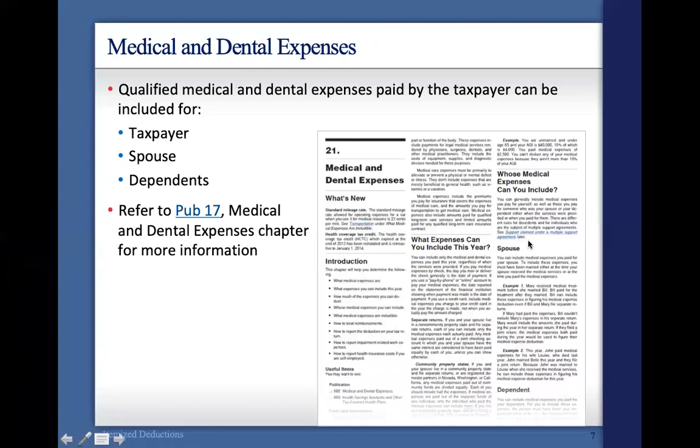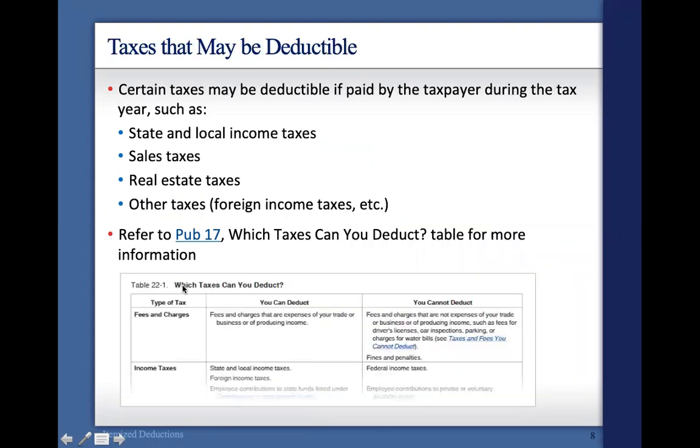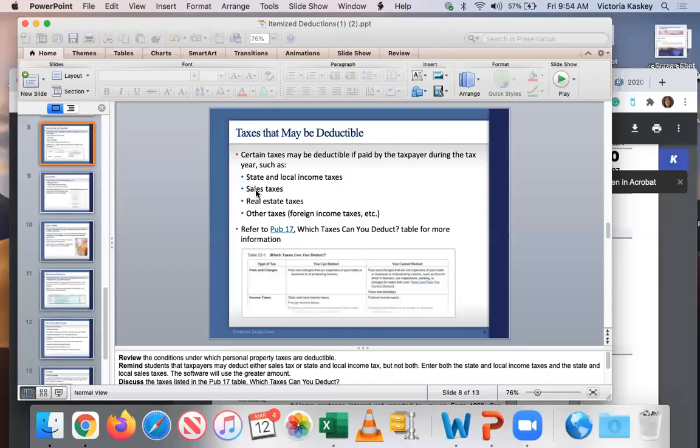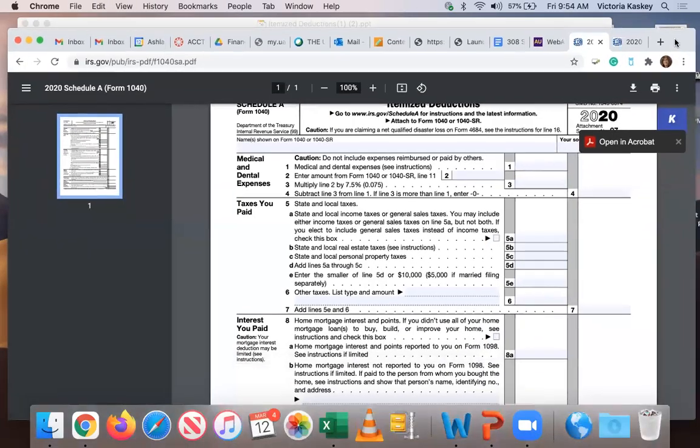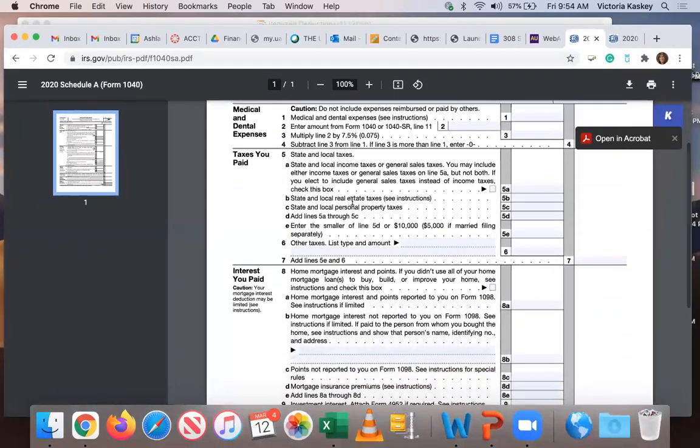You can read up on everything else that you wanted to if you wanted to fall asleep at night, referring to Publication 17 on that. Taxes that may be deductible are state and local taxes, sales tax, or real estate taxes. Notice again on Schedule A what happens here. Sales tax can be taken. Sales tax is up on line 5A here. So line 5A is dealing with sales tax.